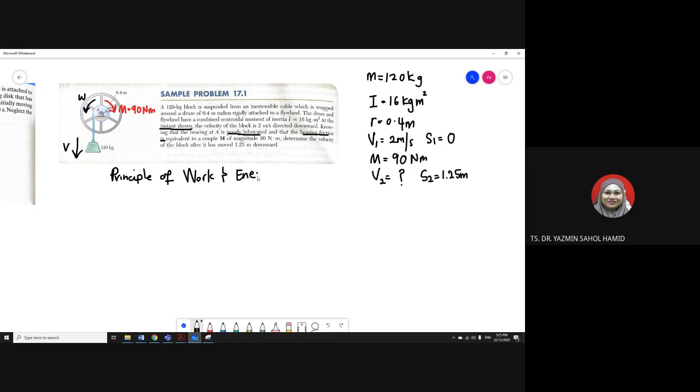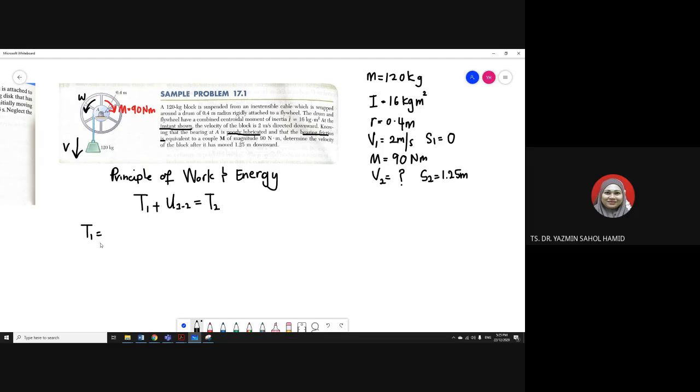Now, what is the principle of work and energy? We remember it is T1 plus work equals T2. Now, what is the value of T1? Is T1 zero, yes or no? T1 has a value because the question doesn't say starting from rest. You already said it has an instant velocity.